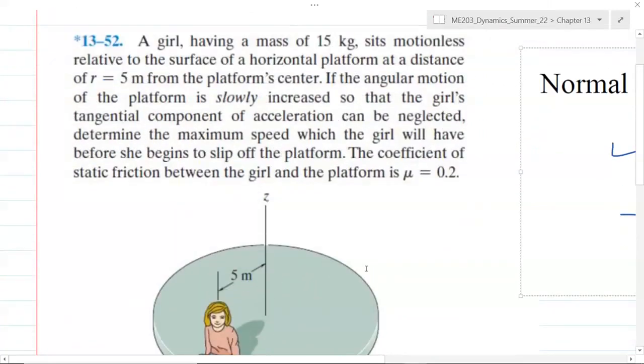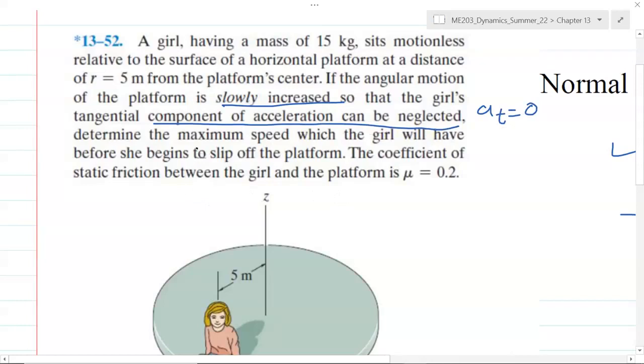A girl having mass of 15 kg sits motionless relative to the surface of a horizontal platform at a distance of 5 meters from the platform center. If the angular motion of the platform is slowly increased such that the girl's tangential component of the acceleration can be neglected. This is very good information because a_t is 0, tangential component of the acceleration. Determine the maximum speed which the girl will have before she begins to slip off the platform. The coefficient of static friction between the girl and the platform is 0.2.